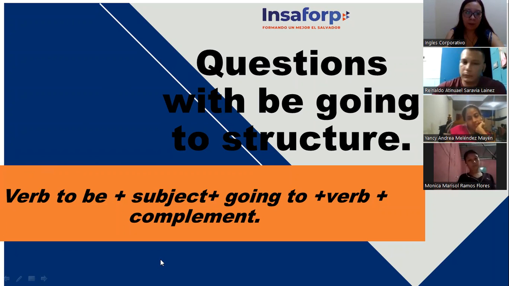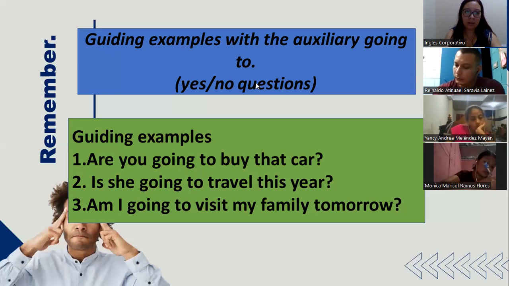Now, misma recomendación, copien la estructura y practíquenla después, ¿ok? Como extra. Now, we have guiding examples with the auxiliary going to. Y lo que les mencionaba, eso es para preguntas de sí o no. We need three volunteers, tres personas que me ayuden con esos ejemplos de la cajita verde. Veamos.